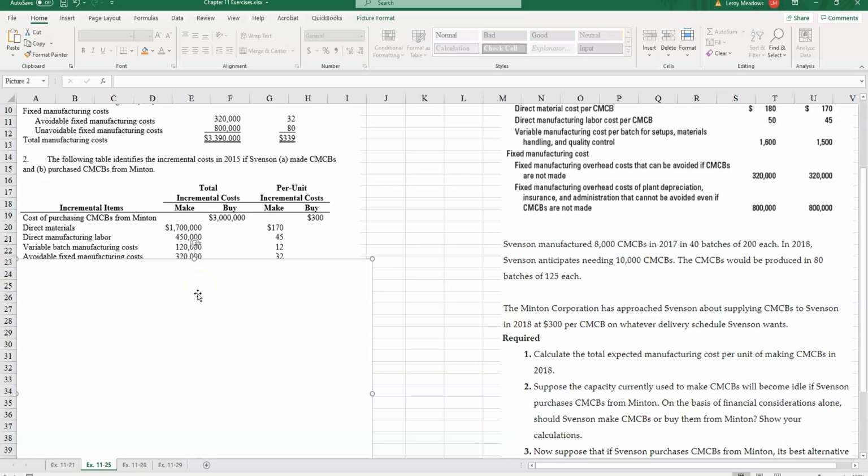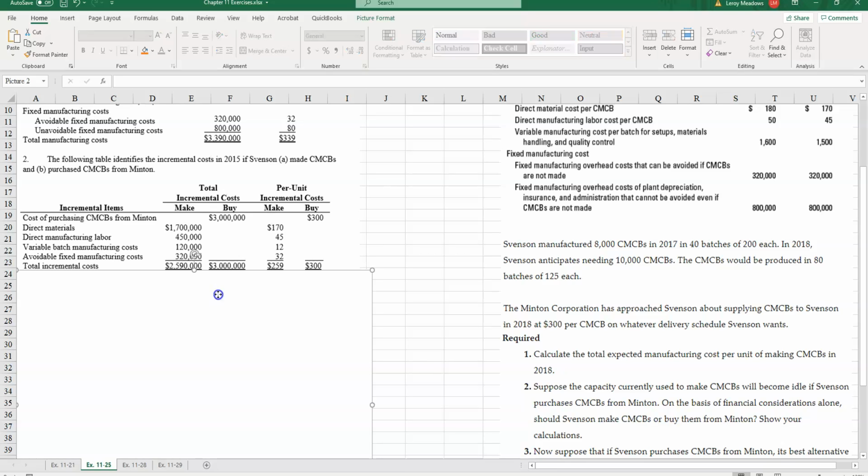Now, what about the avoidable fixed manufacturing costs? Well, remember we talked about that there's $320,000 worth of cost that we can avoid if we decide that we're going to outsource this production and not keep it in-house. So does that make a difference? Yes, because that's avoidable. I'm going to incur those costs if I make the product, but I can avoid those costs if I'm going to buy it from the Minton Corporation. So what do we have here?